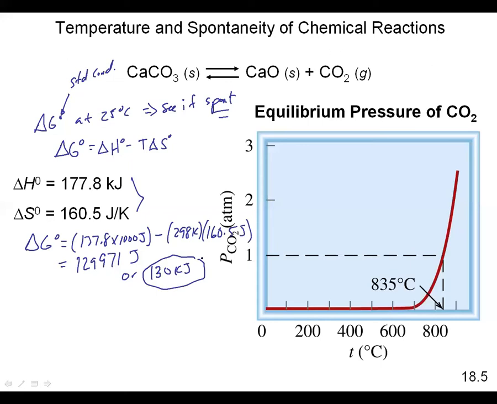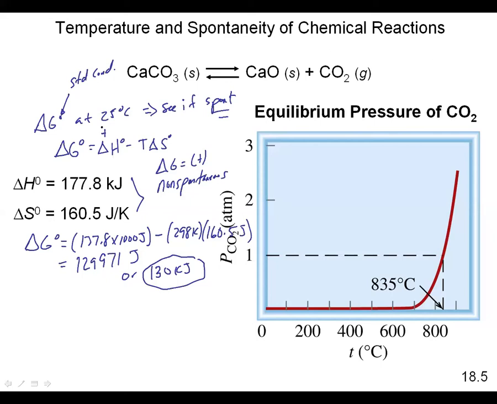Any questions on that calculation? So again, what we could see is at 25 degrees Celsius here, our delta G value is positive, which means this reaction would be non-spontaneous at 25 degrees Celsius. And that's what we would expect based on what we just saw.